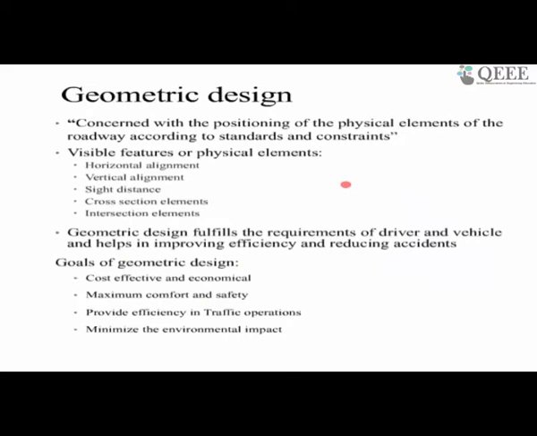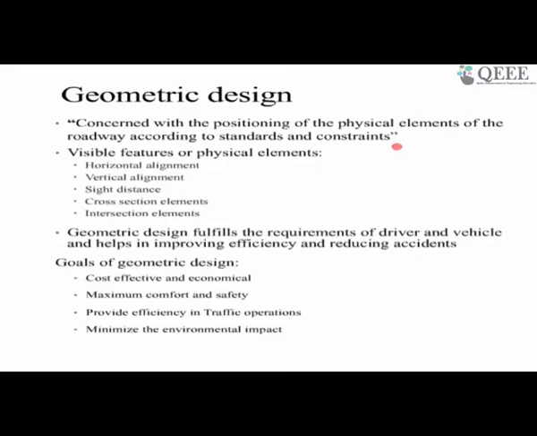If you look into the definition, basically the geometric design is concerned with the positioning of the physical elements of the roadway according to standards and constraints. And what are these physical elements which are visible to the driver or the road user? One is the horizontal alignment. They look into the horizontal alignment, whether there is a curve ahead, whether this is a tangent section, all those things. The vertical alignment, whether again this is a vertical curve or gradient, whether there is a gradient or not, that is the vertical alignment.